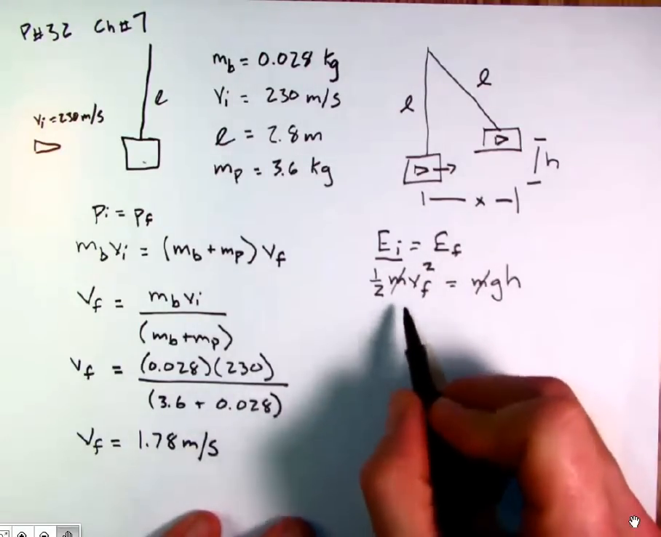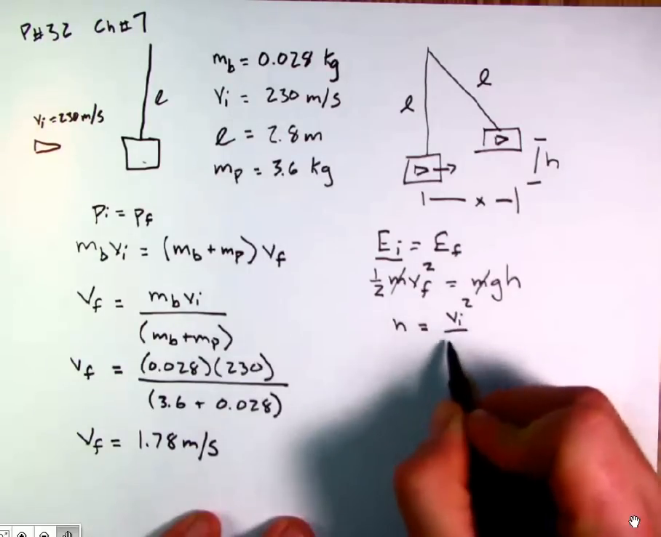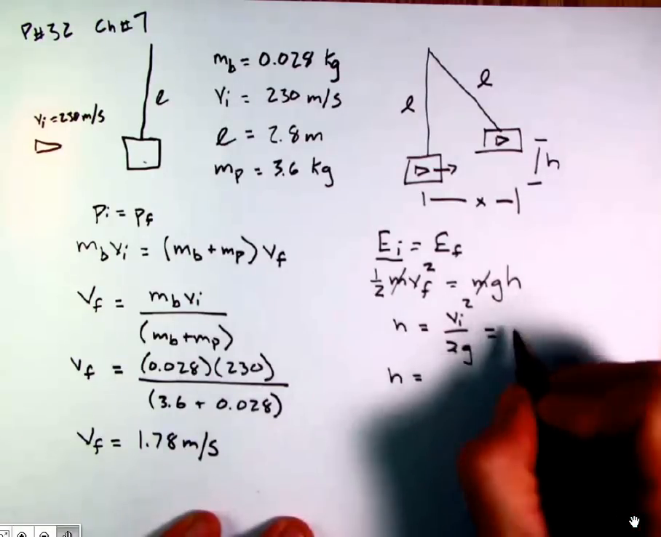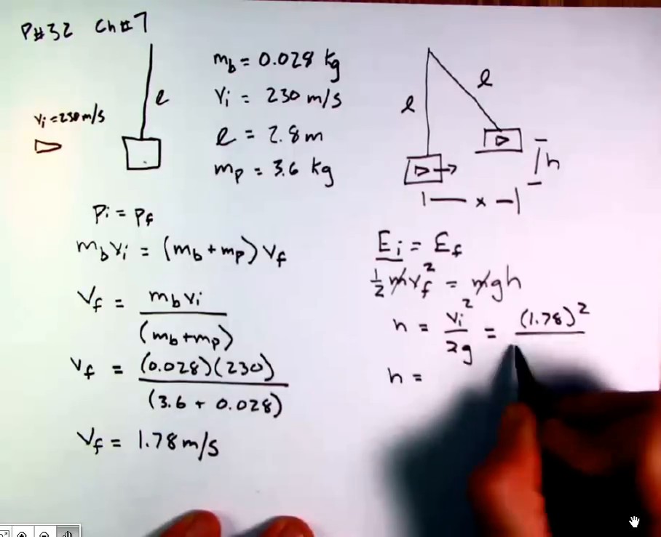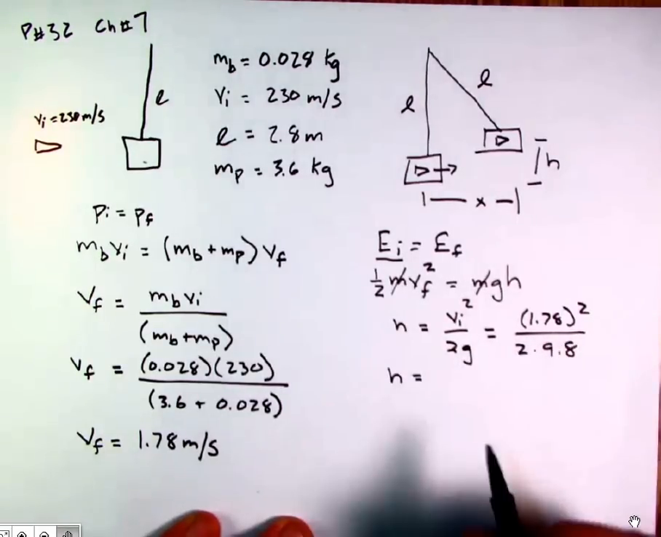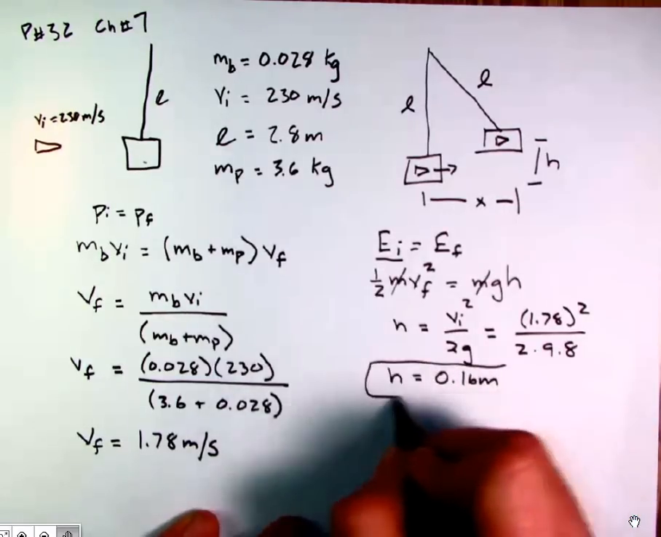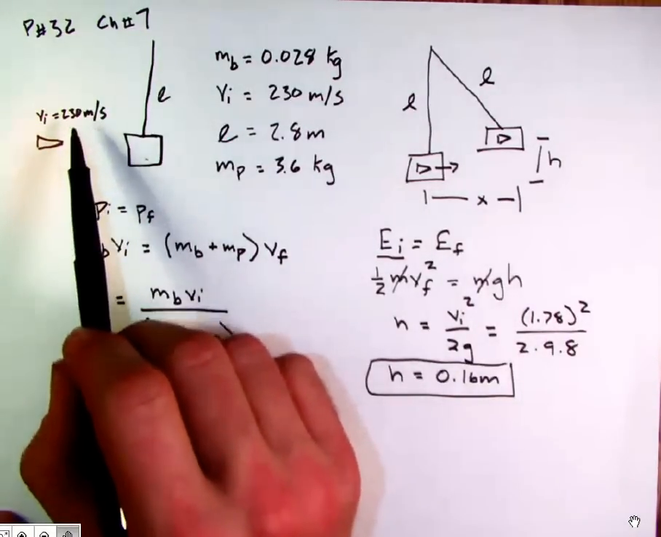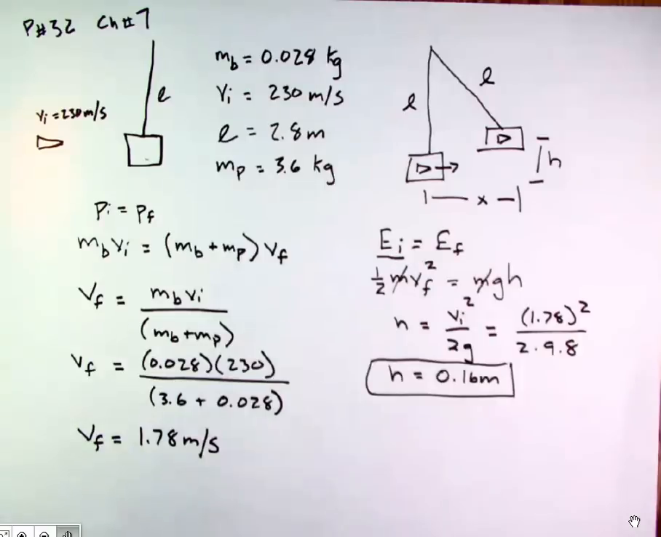And I would get that H is equal to v sub i squared over 2g. If I plug in my numbers, that would be 1.78 squared divided by 2 times 9.8, and I would get a height of 0.16 meters after some rounding. So if the bullet comes in at 230 meters per second, it'll lodge in that pendulum, and then the pendulum will go up to a height of 0.16 meters.